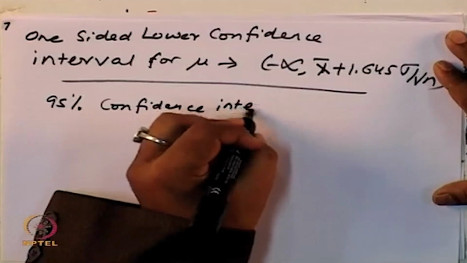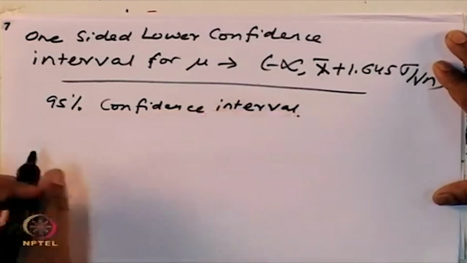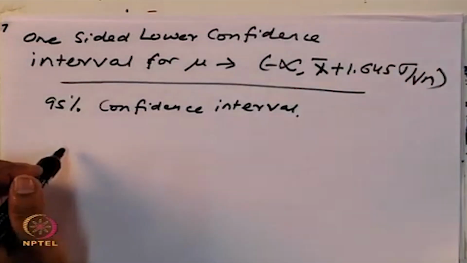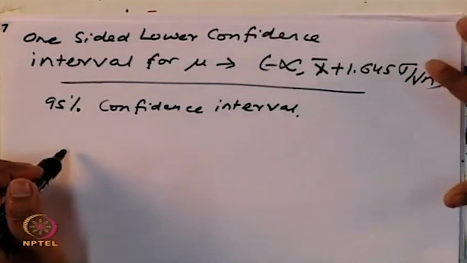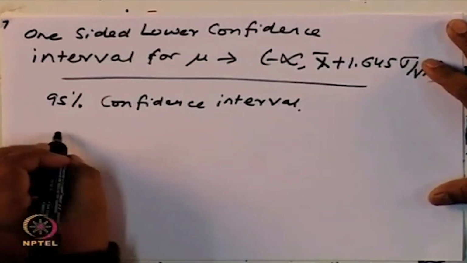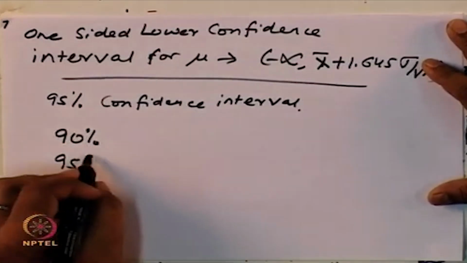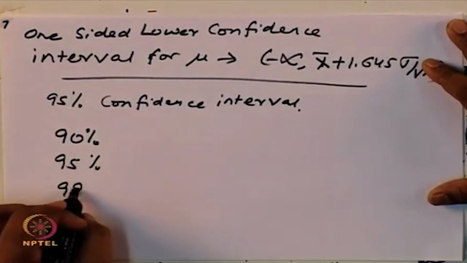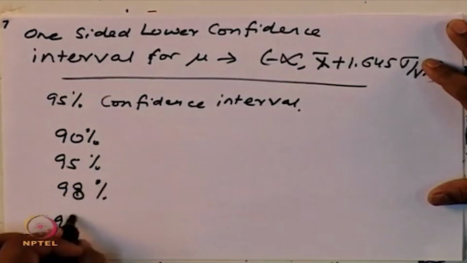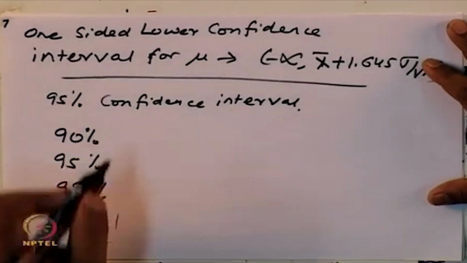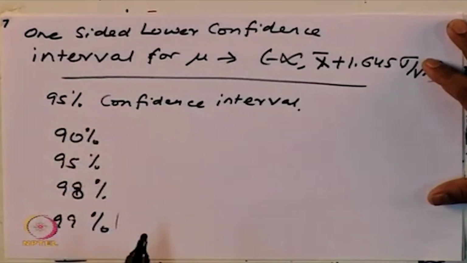Okay. But theoretically we can calculate a 50% confidence interval or a 90% confidence interval and so forth. And statistically what people typically use may be the 90%, the 95%, the 98% or the 99% confidence intervals. Okay. So, how do we calculate the 90% and all these other confidence intervals?